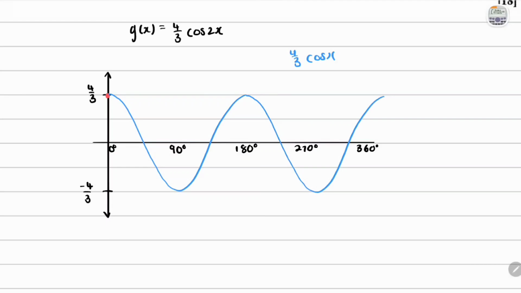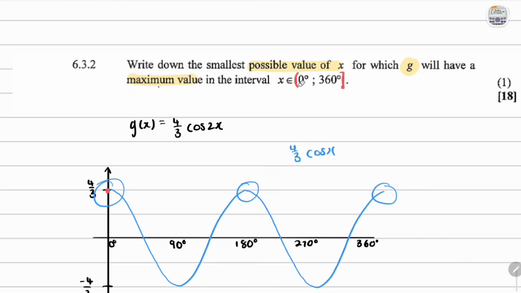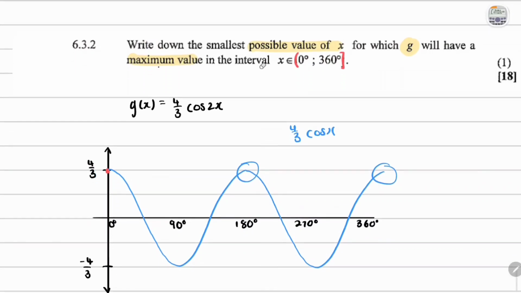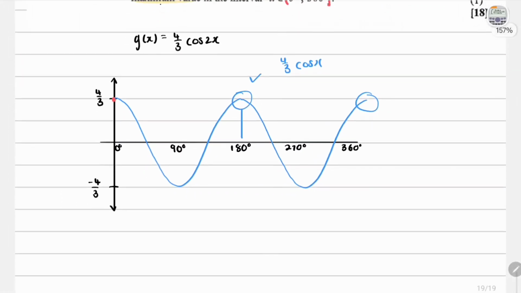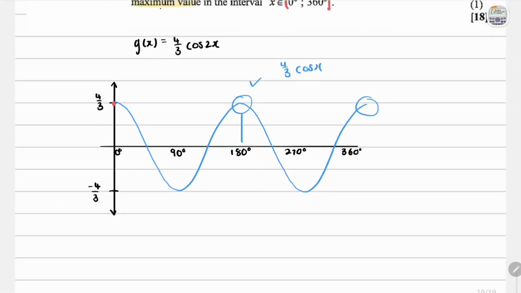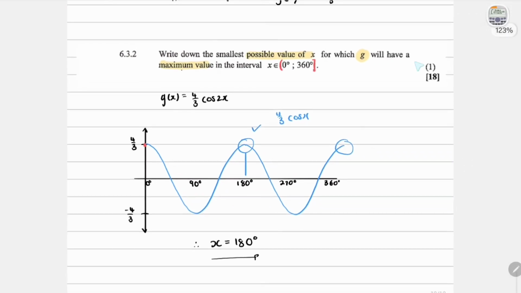So now you can see the places it has a maximum value will be at 0 degrees, 180 degrees, and 360 degrees. But 0 degrees itself is not included because we have a round bracket there. So the smallest possible value of x where it will have a maximum between these two, the smallest one would be 180 degrees, and that would be our answer. You wouldn't really need to draw this graph, but you could do a little diagram on this side to find this. Therefore, x equals 180 degrees, and that is our answer.